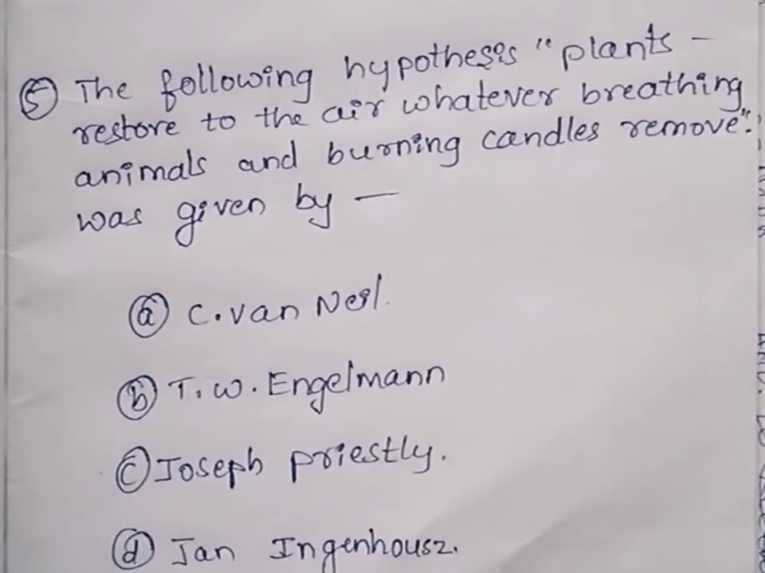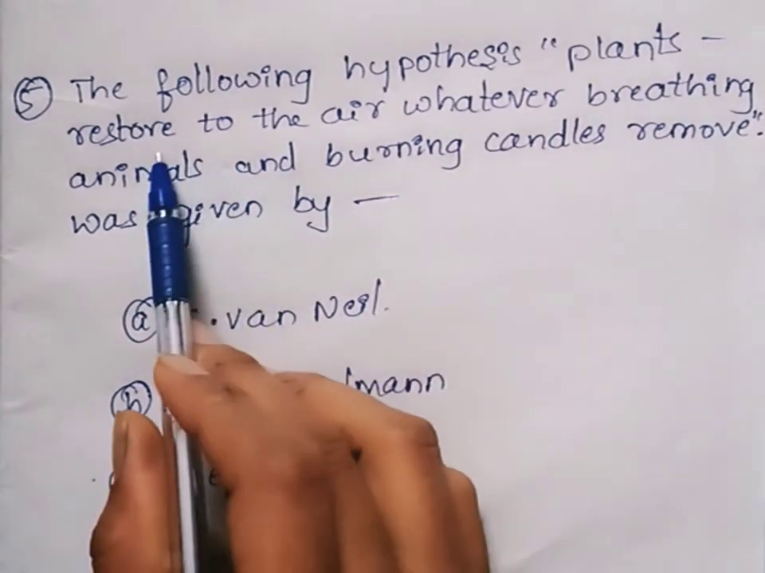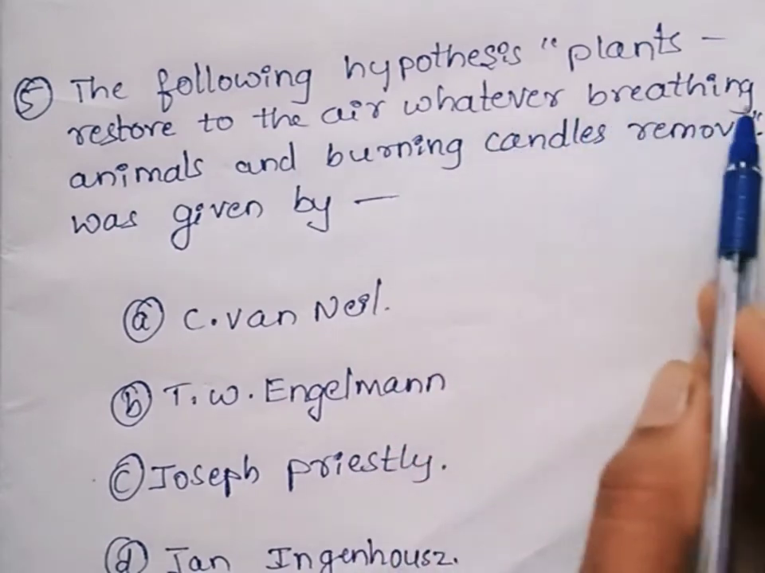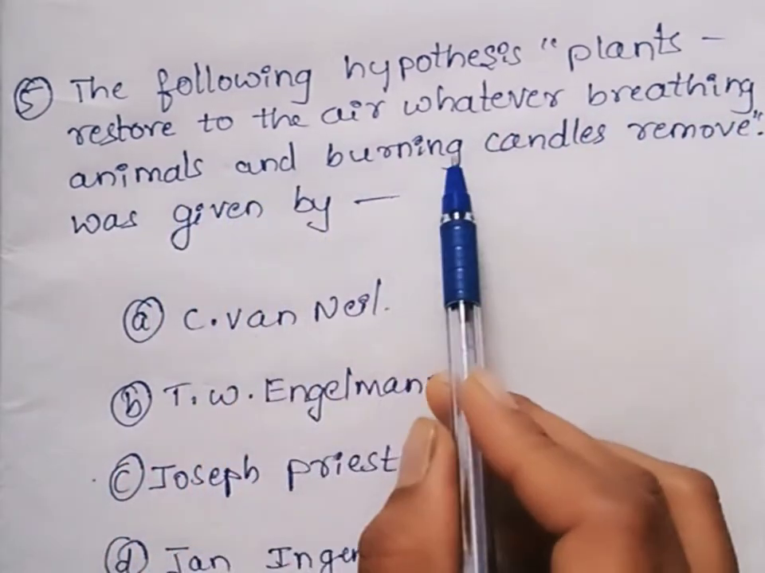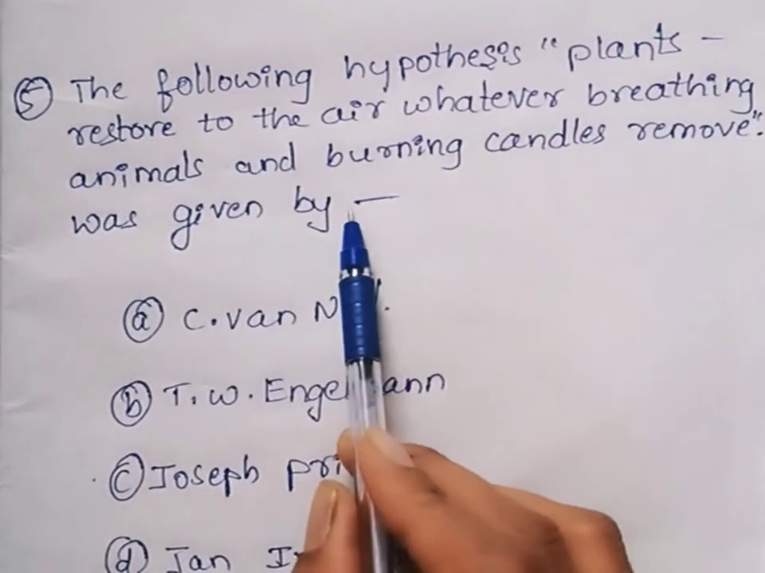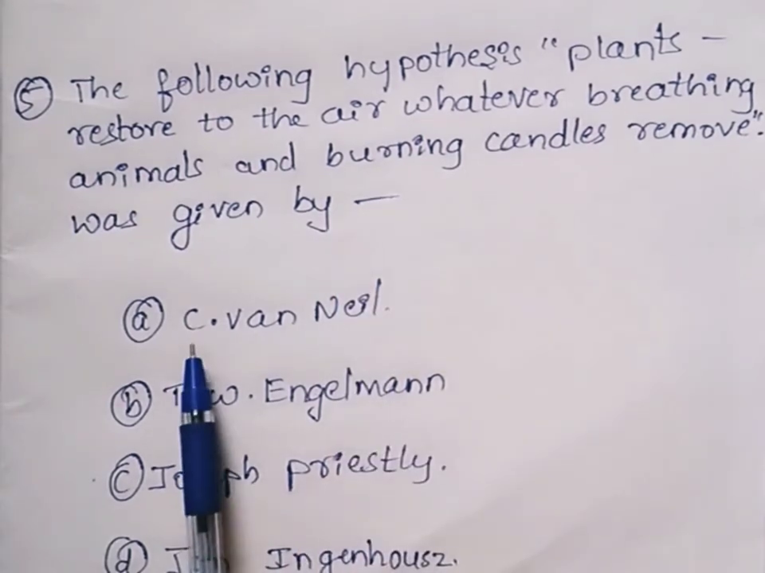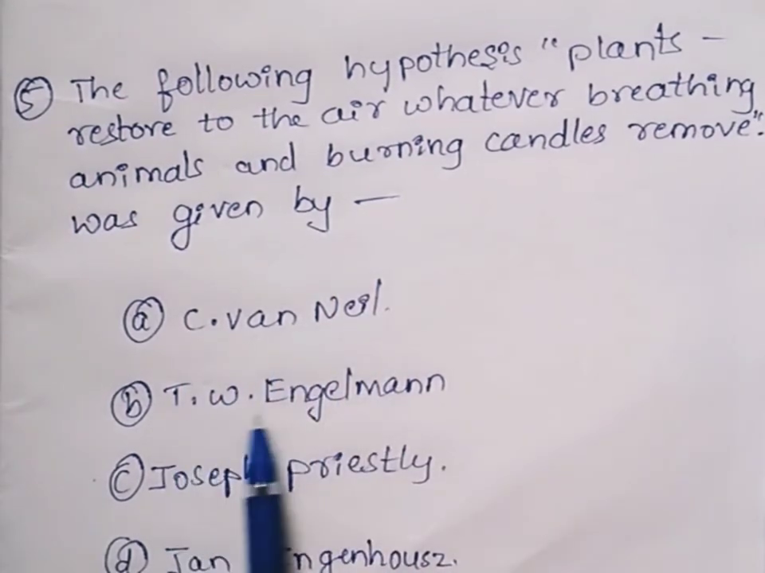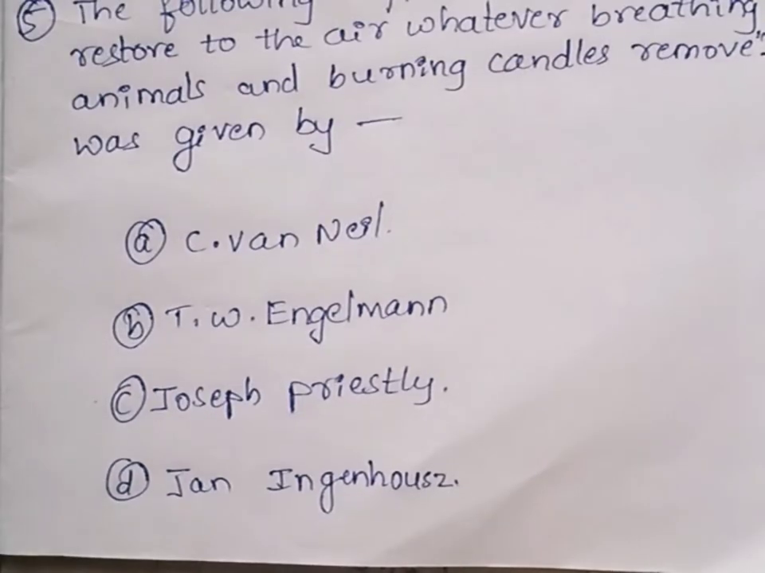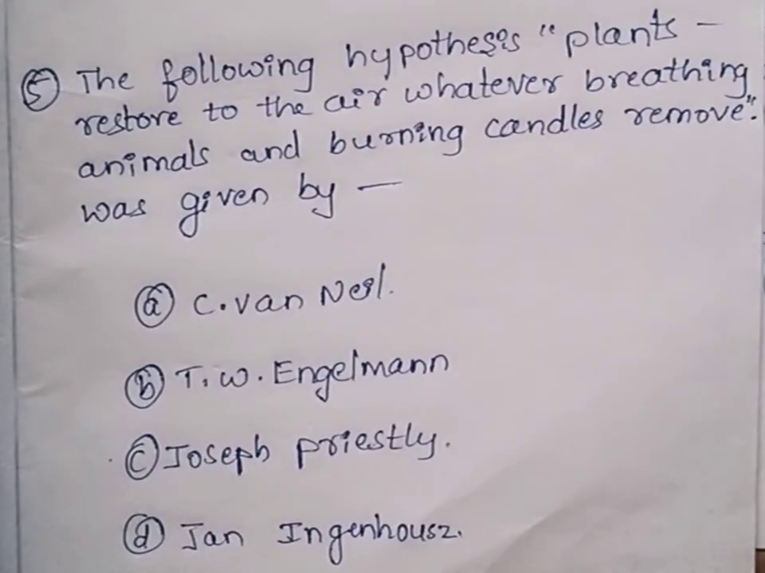Next question is, the following hypothesis: plants restore to the air whatever breathing animals and burning candles remove, was given by. Options are C. Van Niel, T.W. Engelmann, Joseph Priestley, and last option is Jan Ingenhousz. In the theoretical part video, I have discussed all those experiments and their summaries.